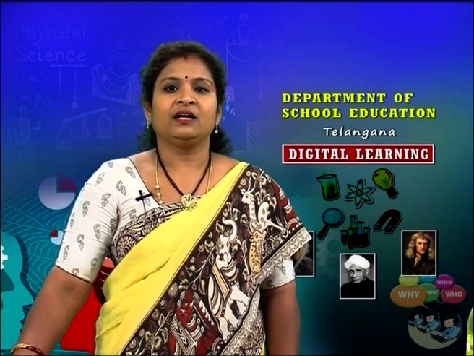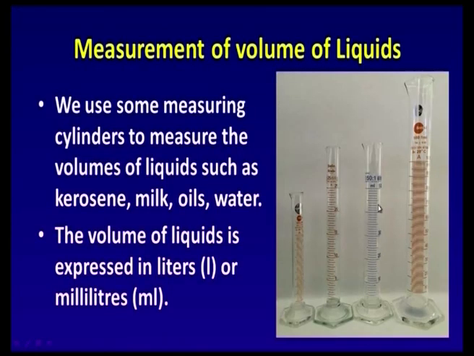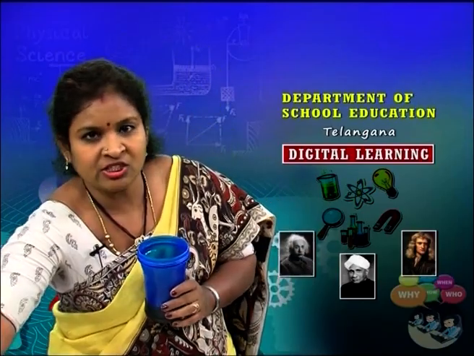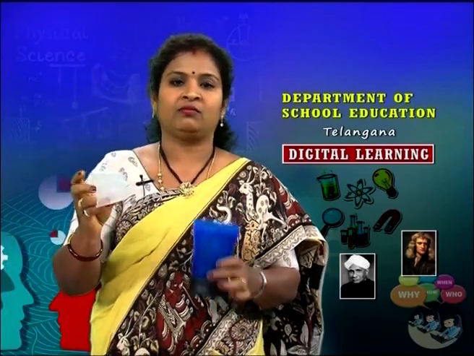So, children, the volume of liquids can be measured by using these measuring jars. The unit of measuring liquids is liters or milliliters. 1 liter is equal to 1000 milliliters. We have measuring cups or measuring jars to find out the volume.